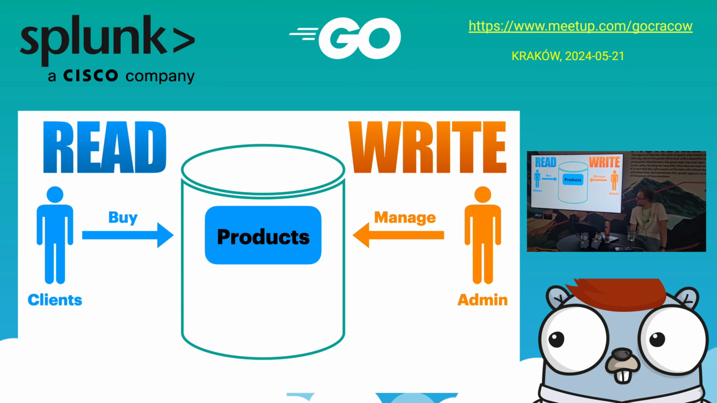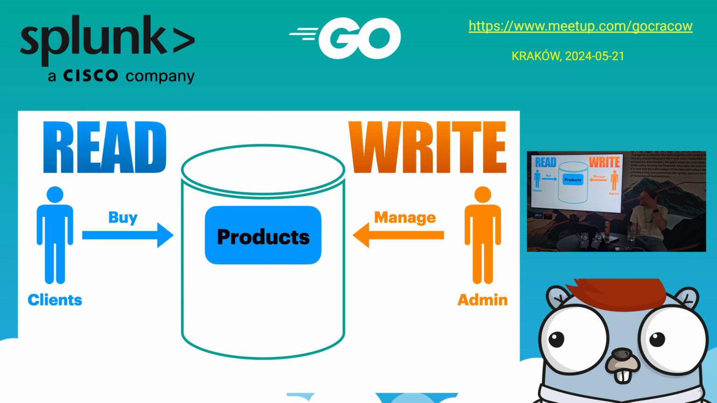So we have the reading side, the clients who only fetch the products. They don't change them in any way. And there's the admin part that updates them. And we didn't know right away what to do. But from previous experience, we knew that if you have this clear split between reads and writes, you usually can use a different tactic for both. They are kind of independent.